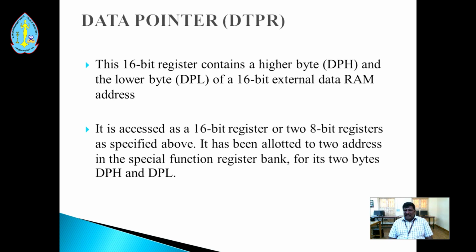Next we discuss the data pointer. The data pointer is a 16-bit register. It is split into two 8-bit registers, called DPH and DPL, that means data pointer higher byte and data pointer lower byte. Suppose we need only an 8-bit register, we can split it into DPH and DPL. Suppose we need 16 bits, we pair DPH and DPL.